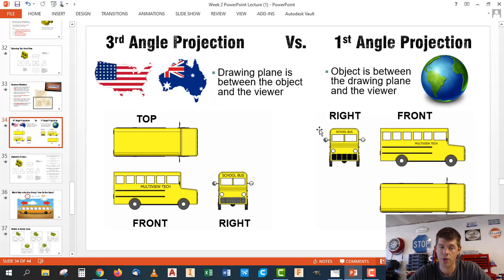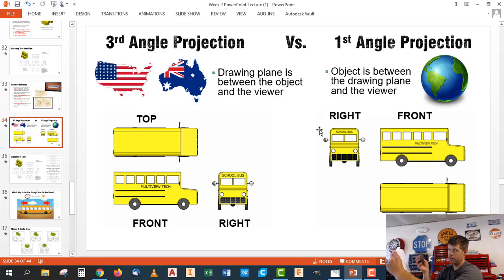So we do, and Australia does, what's called third angle projection. What that means is that our drawing plane is between the object and the viewer, meaning that if we're drawing this thing, my paper or my drawing plane is between my line of sight, or between my viewing point and the object. So we draw like this. The rest of the world does first angle projection, where you flip-flop them, and they do this.